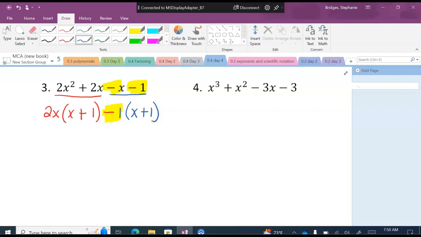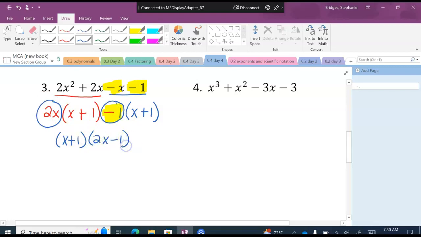Do I have the same thing in my parentheses now? Okay. So we'll pull that same thing out, the x plus 1. And then our leftover stuff, the 2x and the -1, is going to go in the second parenthesis.